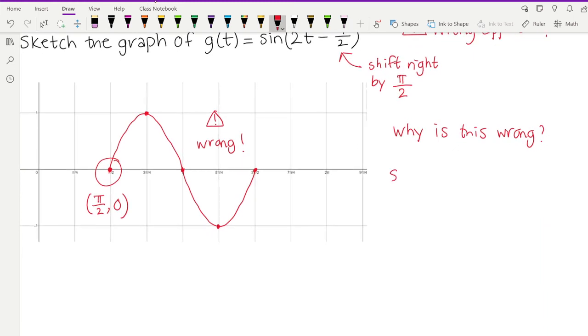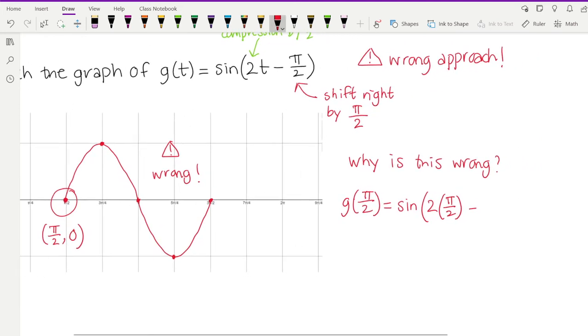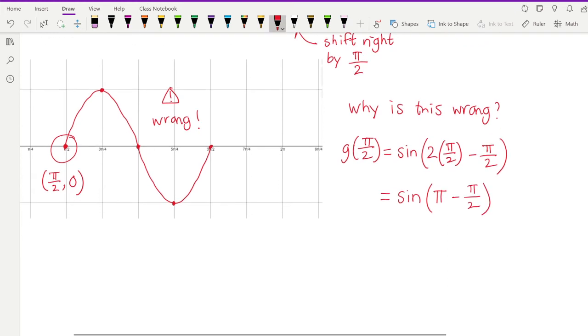So actually let me write it this way. If we do g of pi over 2, that's going to be sine of 2 times pi over 2 minus pi over 2. And so sine of 2 times pi over 2 is just pi. So we have pi minus pi over 2. And if you do that out, you'll find that that is pi over 2, right? It's like 2 pi over 2 minus pi over 2, you're left with pi over 2.